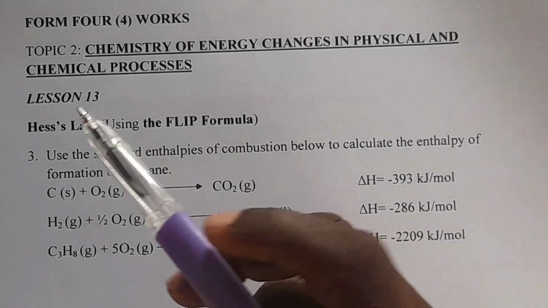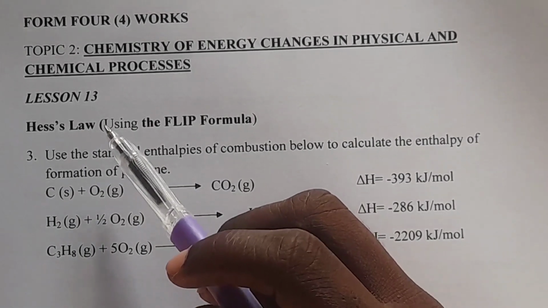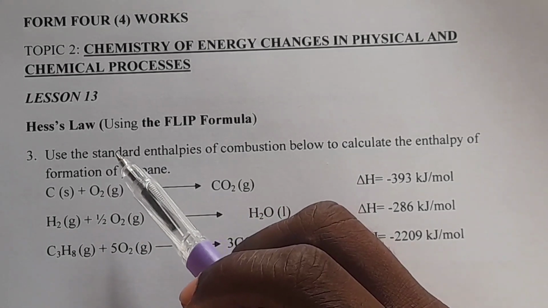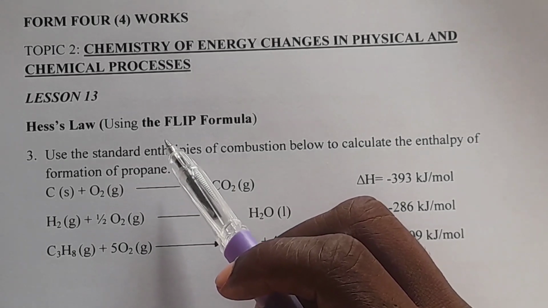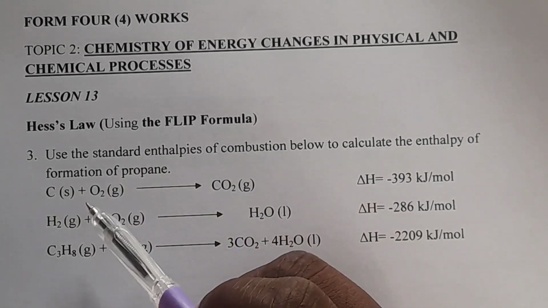Hello students, welcome. Previously, in 4 to 2, lesson 12, we were calculating Hess's law using the flip formula, and we have done example 2. So today, lesson 13, we are going to do example 3.